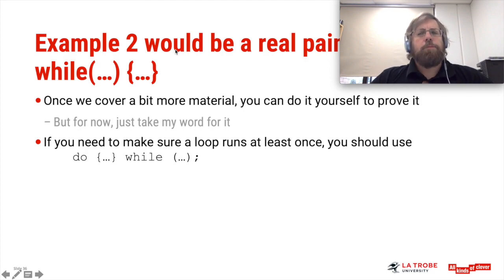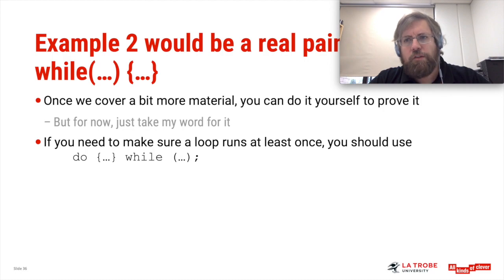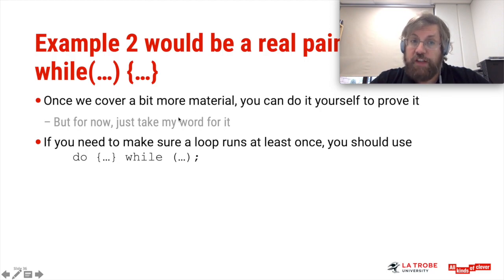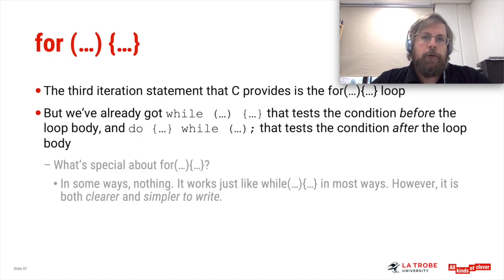Example 2 would be a real pain to do without do while, if you had to do that with just while. Once we cover a bit more material, you can do it yourself to prove it, if you're so inclined. But for now, just take my word for it. So anytime a loop needs to run at least once, it needs to do some initialization or some cleanup, you should use do while instead of while. Okay? So that's while, do while.